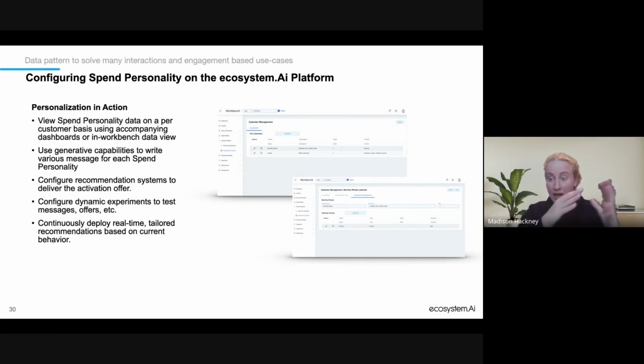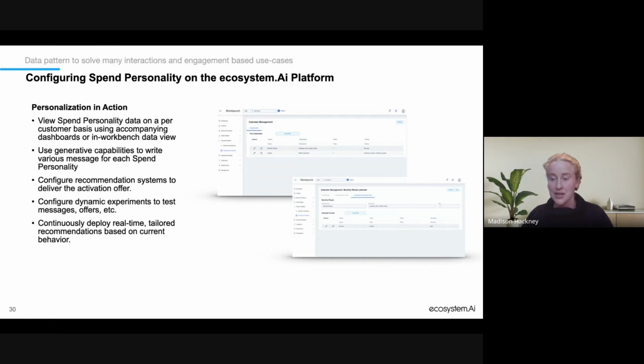Now that we understand where each customer is segmented into, or their spend personalities, we now want to generate the message. We want to create the recommendation that will drive activation, and you can use generative capabilities for that. For each spend personality, we have a messaging GPT. Once you've got the message, you configure the recommendation system to deliver that activation offer. Then you can configure dynamic experiments to test the messages, to see what works and what doesn't. With the hope of configuring that, you get an activated card.